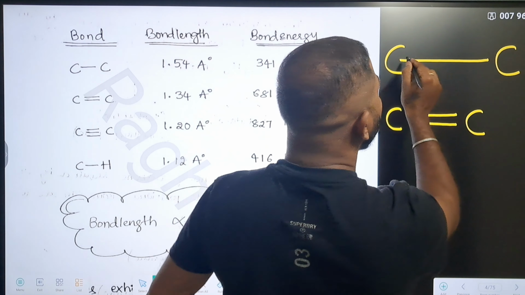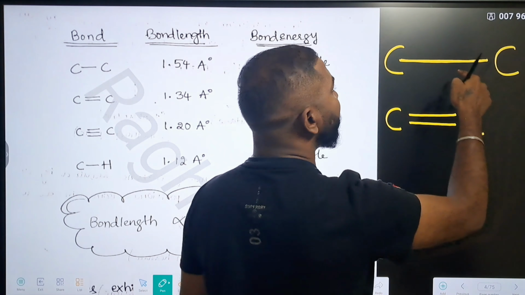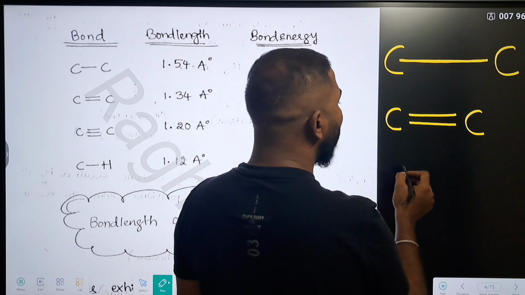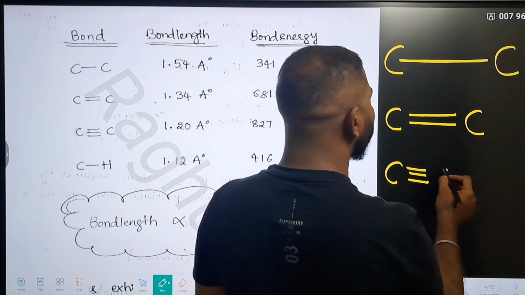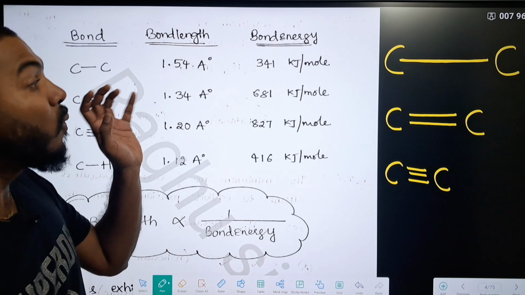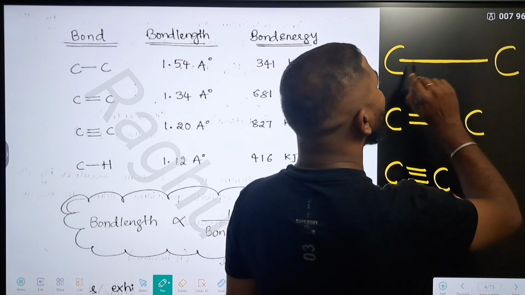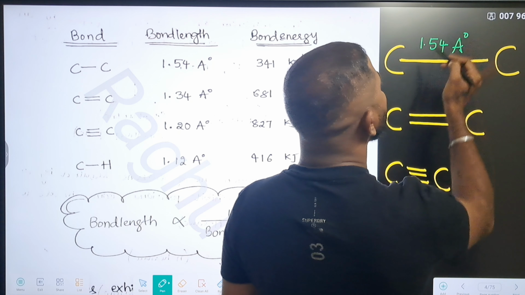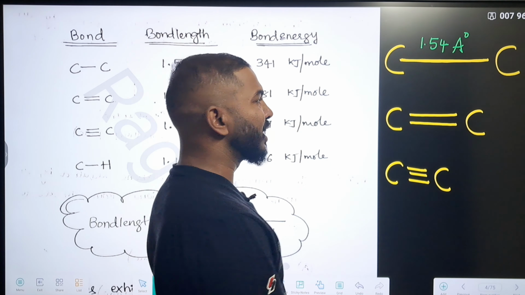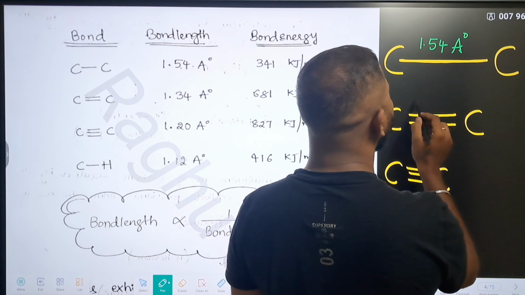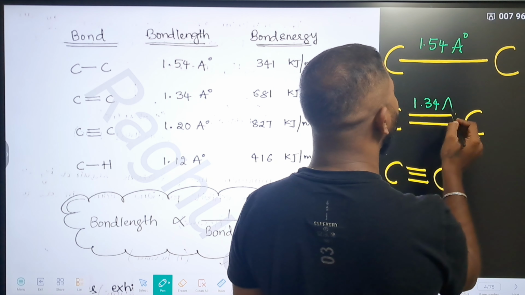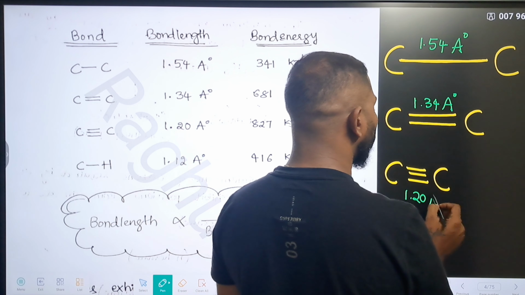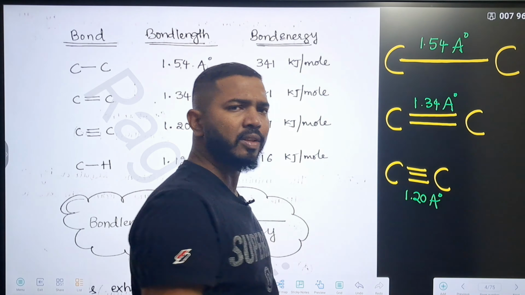Generally the bond was a bit longer in the case of single bond, but the same single bond becomes shorter when it comes to double bond, and then when it comes to triple, it becomes much shorter. Since the bond length is longer, the CC single bond is going to be 1.54 angstroms, and when it comes to CC double bond, it is going to be 1.34 angstroms, and when it comes to triple bond, it is going to be 1.20 angstroms. Yes, you try to remember in this way.